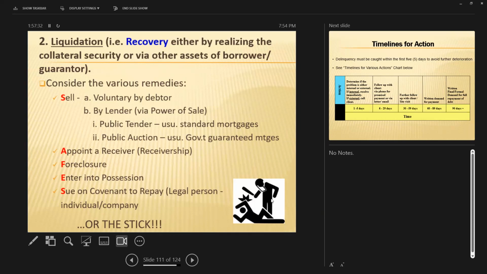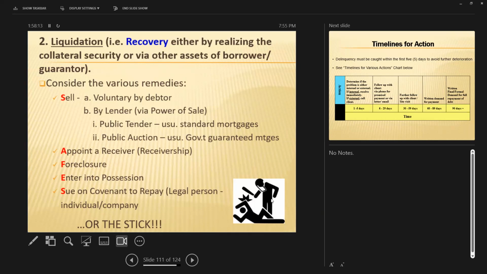They can do it voluntarily, or you could sell it as a lender, by power of sale. Some items, like government guaranteed homes and mortgages, you can't sell by public tender. You have to go to public auction. You can appoint a receiver. You hear about things being put in receivership. There are legal implications in those. Normally, an accounting firm will deal with the receivership, or individuals who are receivers.